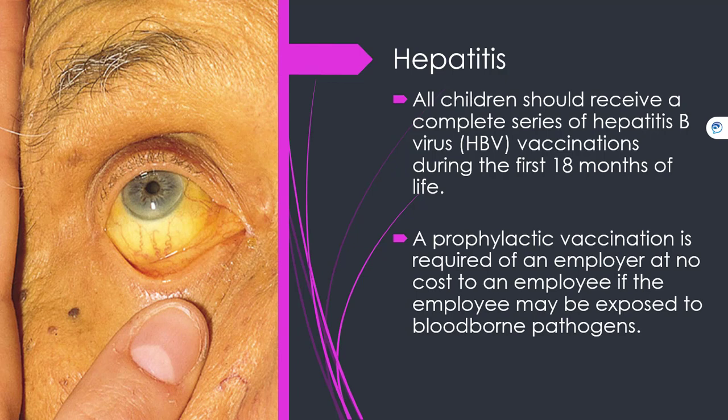The hepatitis B vaccination is typically given as 3 or 4 injections over 6 months. You cannot get hepatitis B from the vaccination. The hepatitis B vaccination is recommended for newborns, children and adolescents not vaccinated at birth. A prophylactic vaccination is required of an employer at no cost to an employee if the employee may be exposed to bloodborne pathogens as a result of their job.